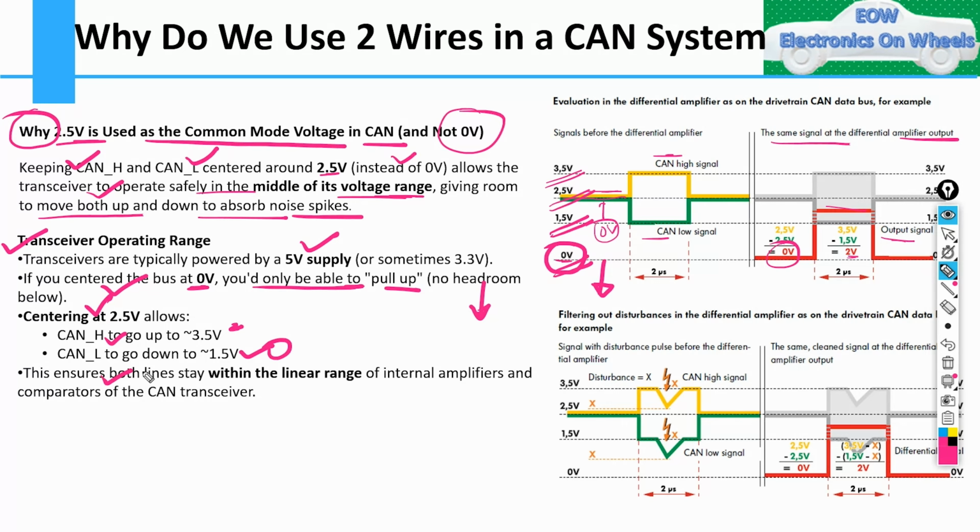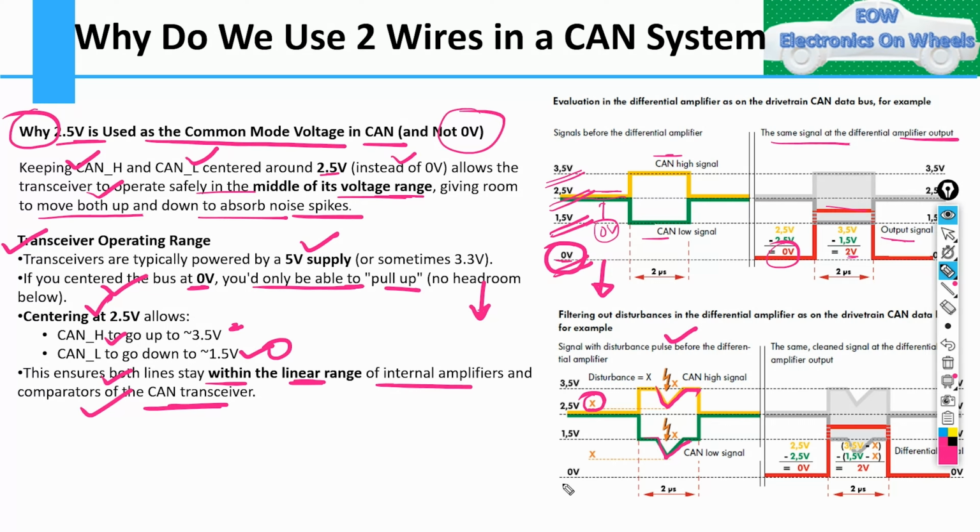This ensures both lines stay within the linear range for the internal amplifier and comparator of the transceiver. That is the reason. So if you see here, the signal with a disturbance pulse before the differential amplifier. When you have the disturbance of x, what will happen here? This x signal will make it go down, and this one also will go down.